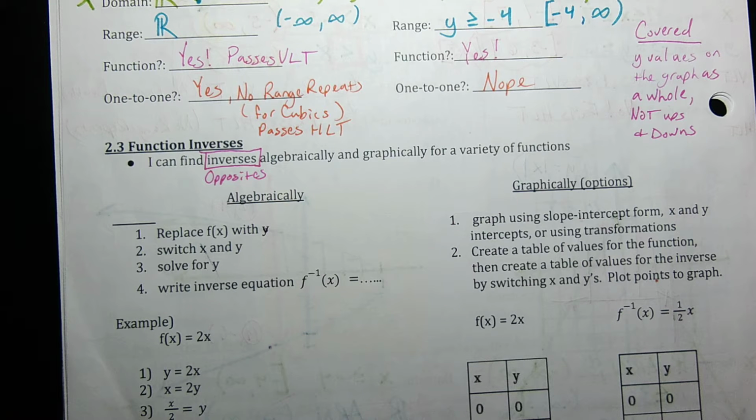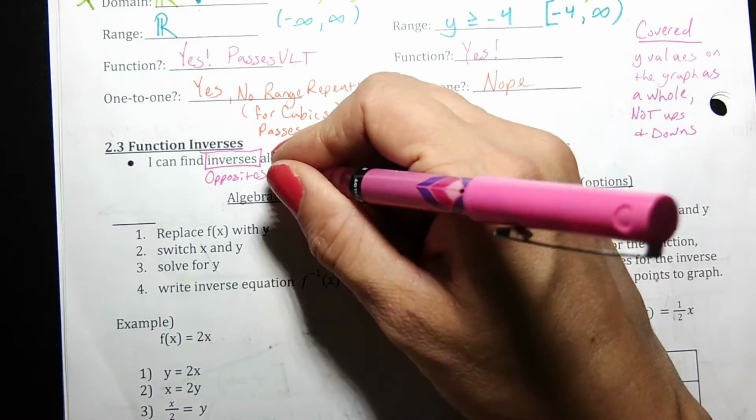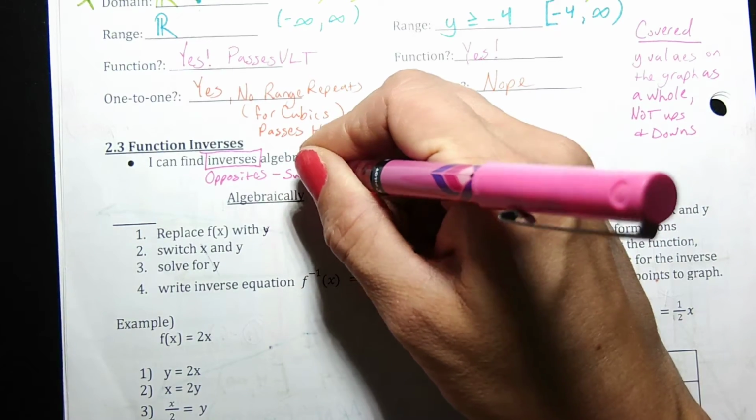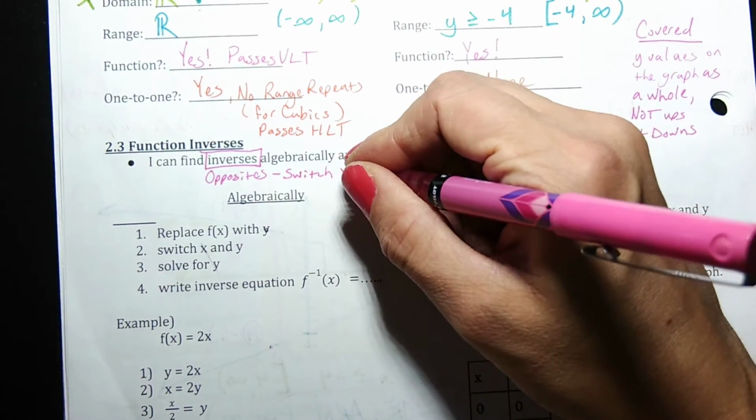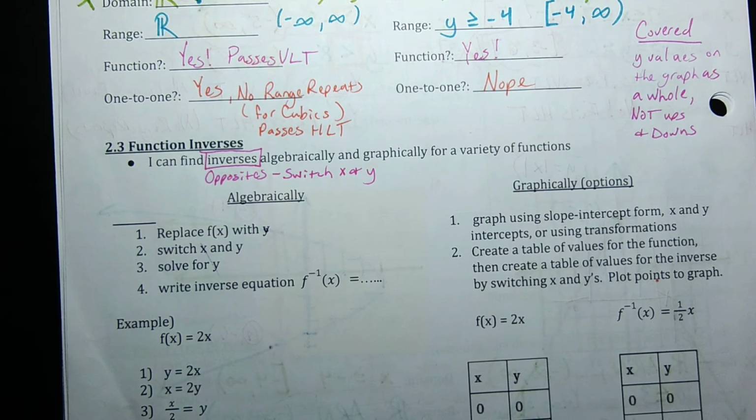So when you see that word inverse, I want you to think opposites. And these are mathematical opposites. So how we find this mathematical opposite is we switch x and y. We're inverting our input with our output.